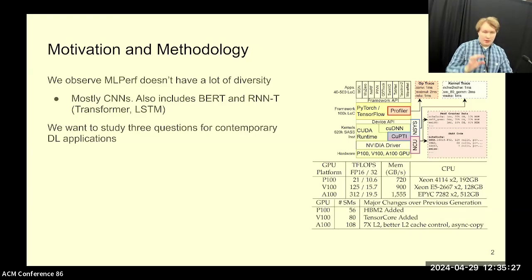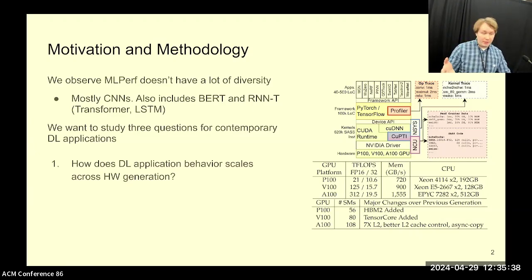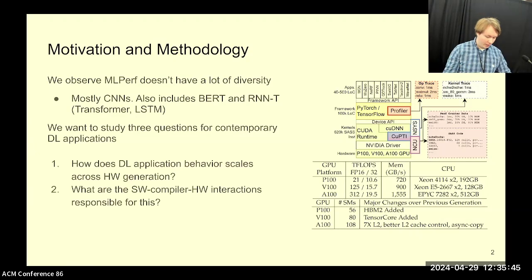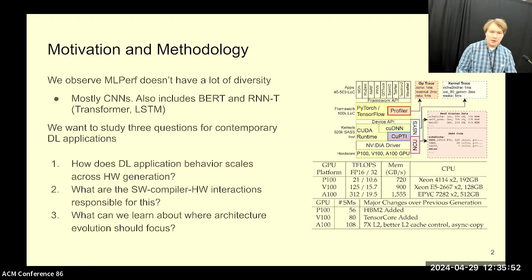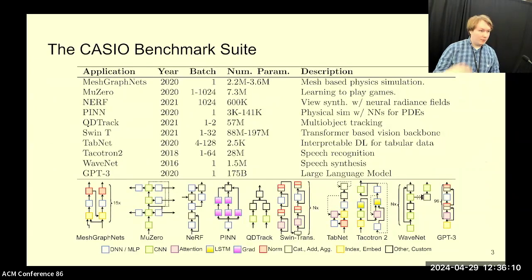We wanted to answer three questions in the context of contemporary deep learning applications. The first is, how does deep learning application behavior scale across hardware generations? The second is, what are the software, compiler, and hardware interactions responsible for this? And the third is, what can we learn about where architecture evolution should focus? On the right-hand side of this slide, you can see our methodology. We narrowed our study to NVIDIA GPUs, which are currently the dominant platform for AI. We looked at three generations of NVIDIA GPUs: Pascal, Volta, and Ampere. Then we came up with an application set based primarily on citation count and diversity of use case. We call this the Casio benchmark suite.